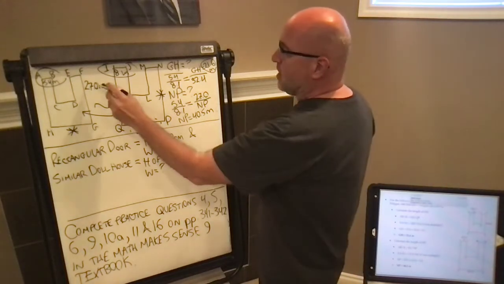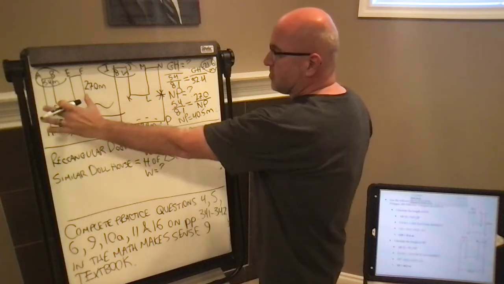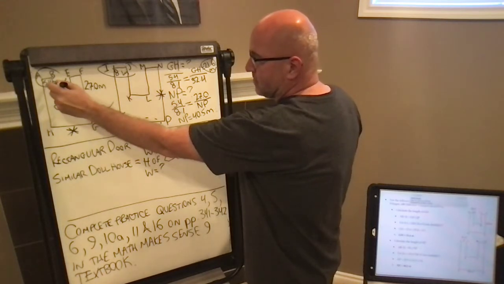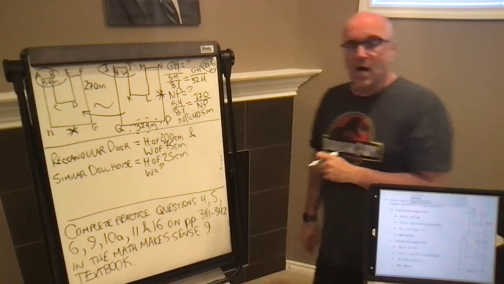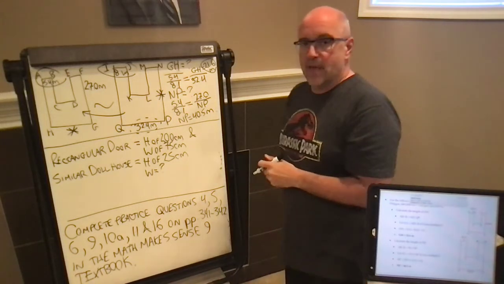And again, it makes sense. We know that this object here is 27 meters. We know this is the smaller object based on the fact that this dimension is smaller than that dimension. So this here should be a larger dimension. And that's how we calculate it.